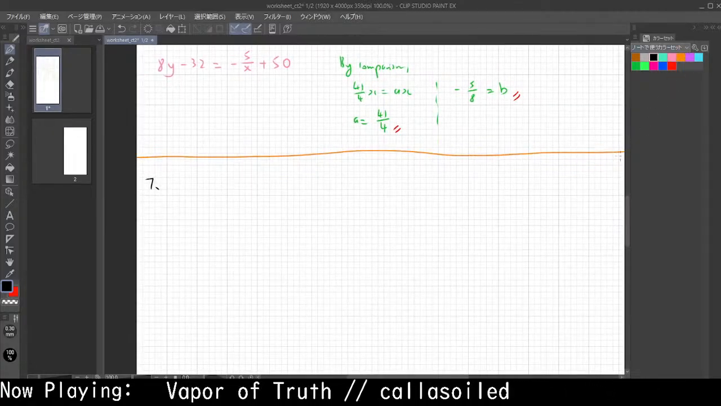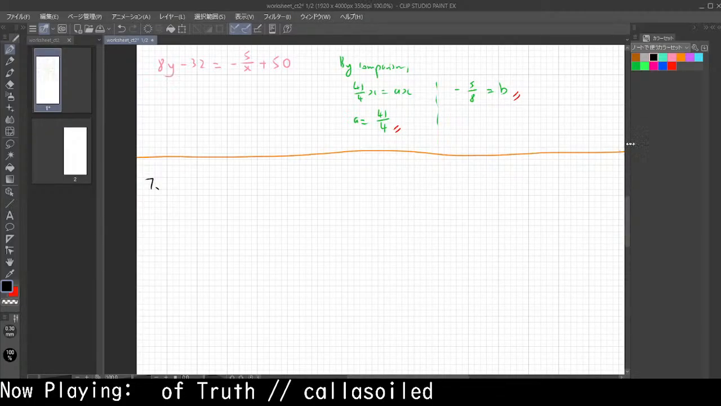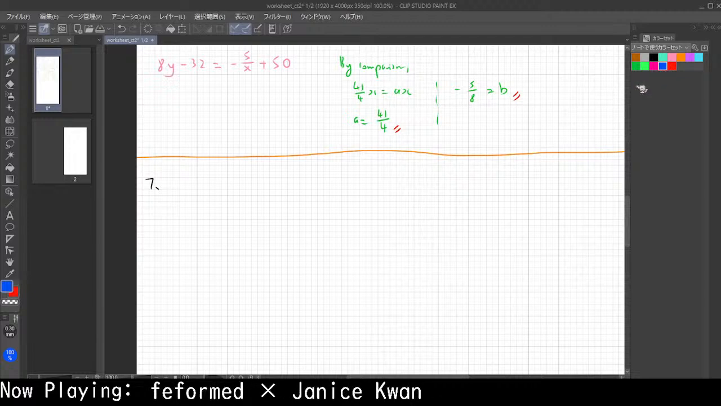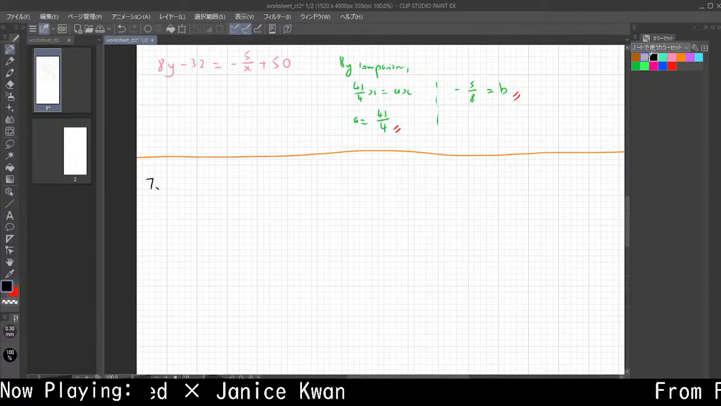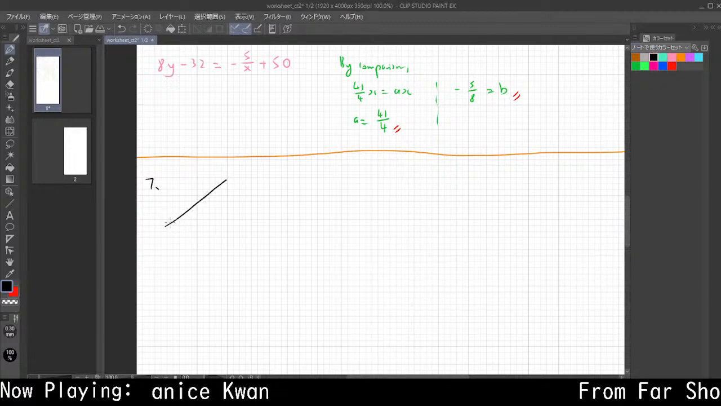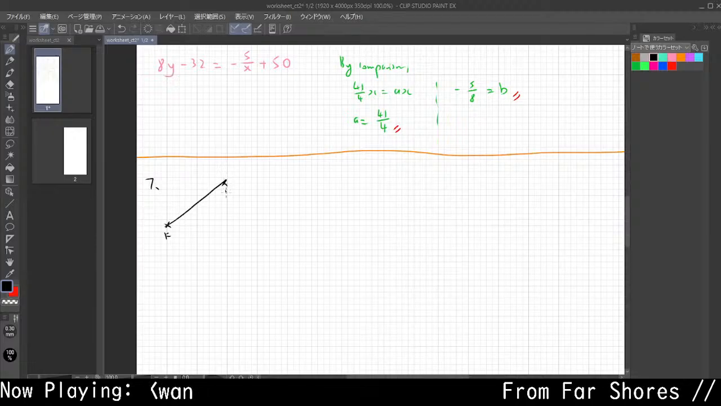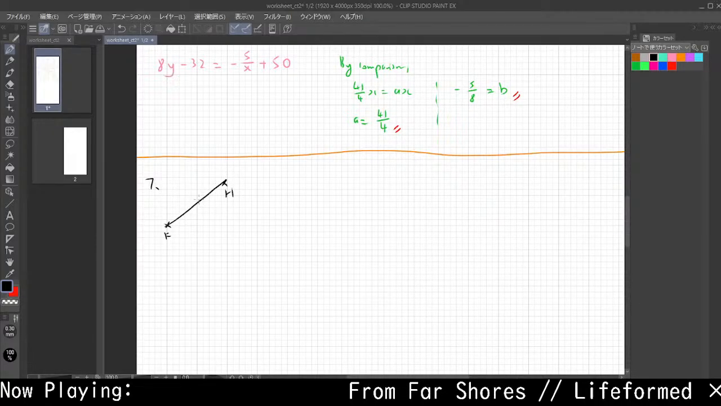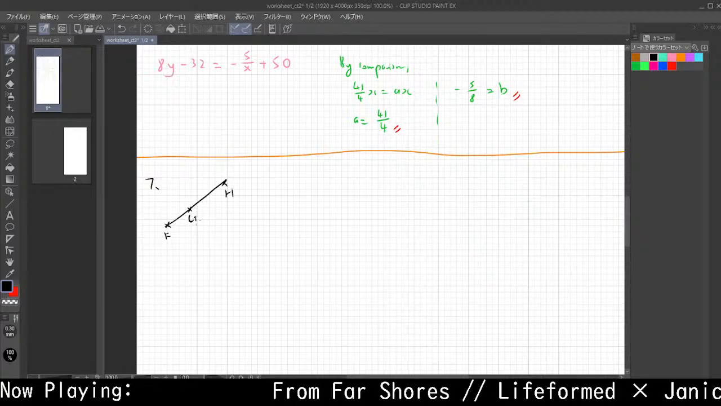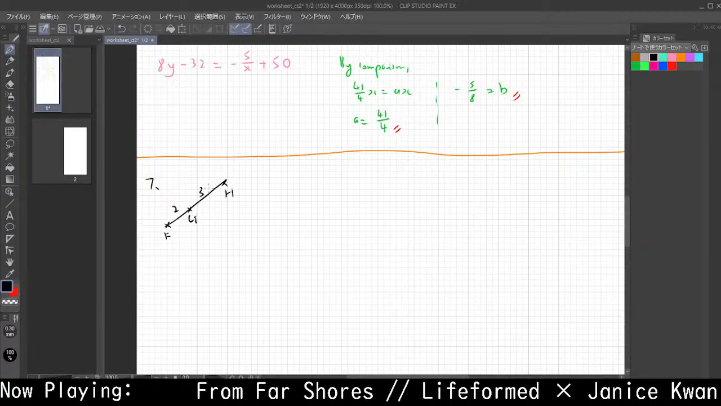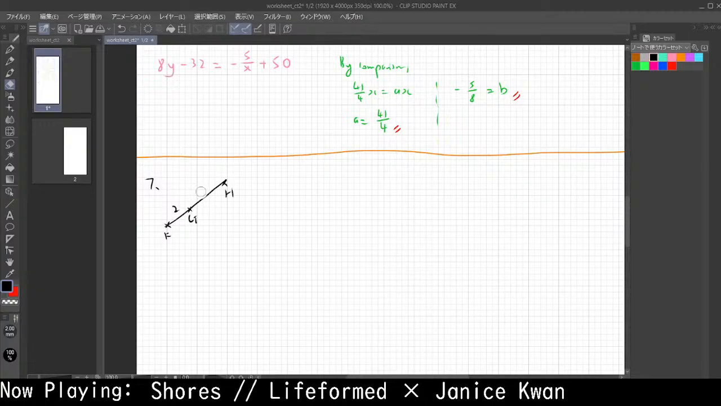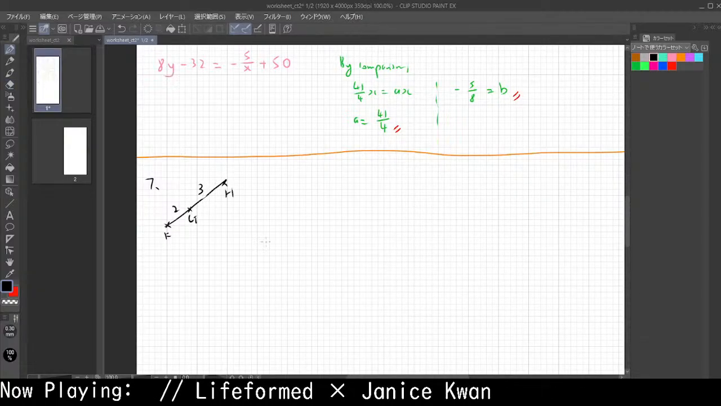Q7, given the point G divides the line connecting F and H into the ratio 2 to 3, find the coordinates of G. So let me use black. Go up. This is F. This is H. Since G divides the line connecting F and H, G should be somewhere around here. So this is a 2, this is a 3.